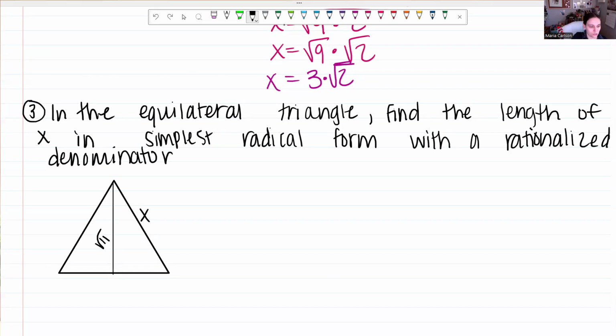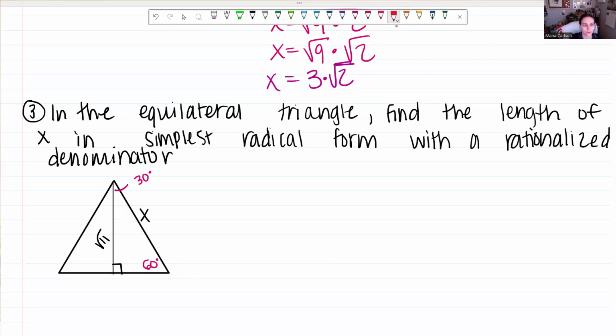Now, remember that the altitude is 90 degrees, so that would be included in our image. And because this is equilateral, I know then that all of the angles are the same. So all of these angles are 60 degrees. So I'm just going to write that this is 60 degrees here, which means then that this top angle has to be 30. So this is a 30, 60, 90 degree triangle. I know that the hypotenuse is 2 times the shorter leg, and the longer leg is the square root of 3 times the shorter leg.